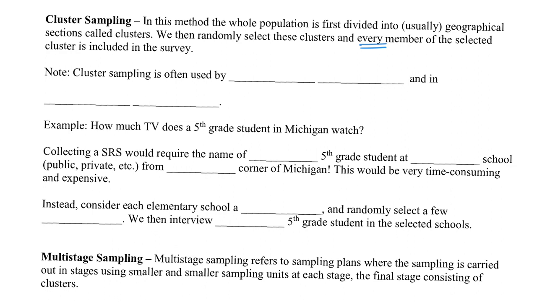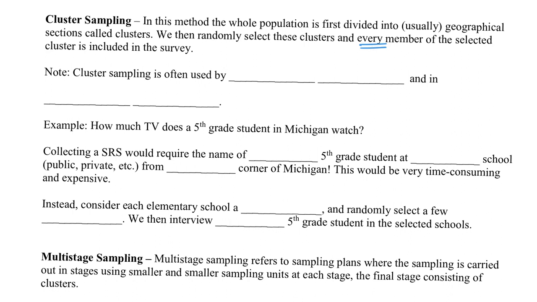Now, a lot of times it'll be a large region, like say the state of Michigan. We divide into geographical sections. Maybe each county would be one of these clusters. So as an example, let's say we're going to do some survey for the state of Michigan. We're going to consider each county a cluster, and there's, I think, 80 some counties in the state of Michigan. So each of those counties would be a cluster. We're going to randomly select a handful of these clusters. So we randomly select a few counties, and then every member of the selected county would be included in the survey.